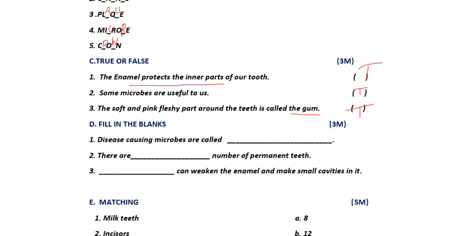Now moving to the blanks. Disease causing microbes are called dash. I told you the other name for disease causing microbes. What is that? Germs. Answer is germs. Spelling of germs.